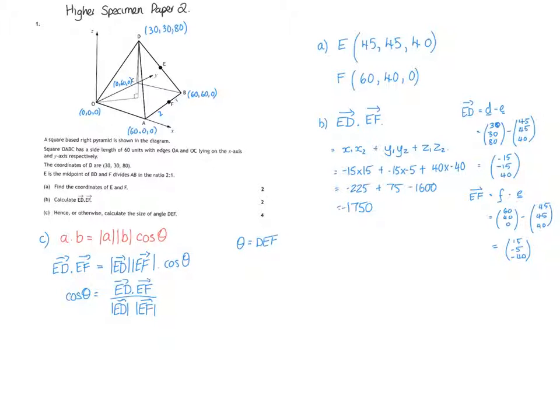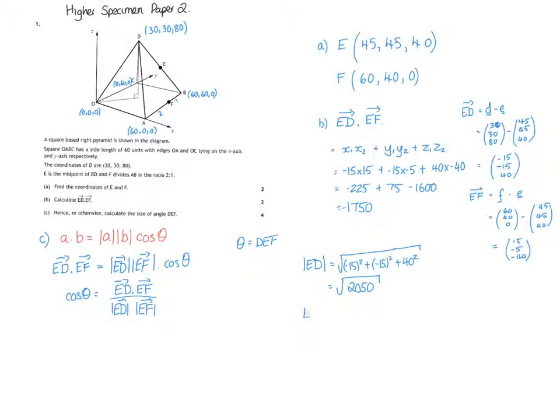Okay, so we will find the magnitudes. To find the magnitude of ED, this is related to Pythagoras. So it's going to be the square root of minus 15 squared plus minus 15 squared plus 40 squared. And that gives us the square root of 2050.